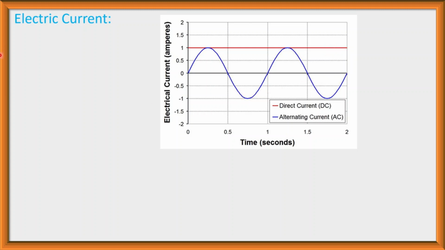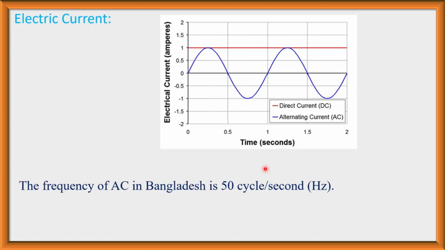So alternating current or AC changes its direction periodically, but DC does not change its direction. This is the main difference between AC and DC. And the frequency of AC in Bangladesh is 50 cycles per second. That is, in 1 second the alternating current completes 50 cycles. Here, from this to this is 1 cycle, and in Bangladesh AC completes 50 cycles per second, and it is known as hertz.